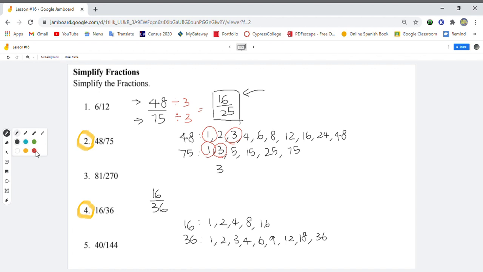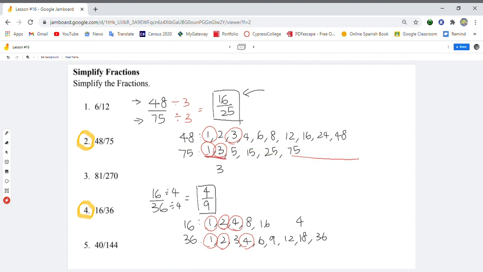Now, of these values, we see 1 and 1 appear in both of them, 2 and 2 appear in both of them, and 4 and 4 appear between them. So from this, we know that the GCF between them is 4. What we're going to do with that is divide the numerator and the denominator by 4. So the numerator is 4, and the denominator would end up with 9. So this would be the simplified form of 16 over 36. And that's basically it. Your first step should be finding the factors.